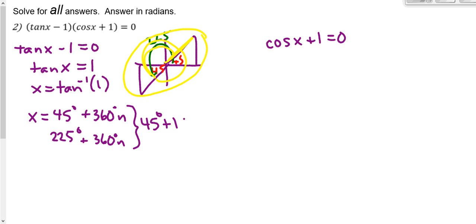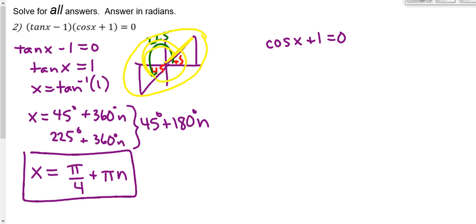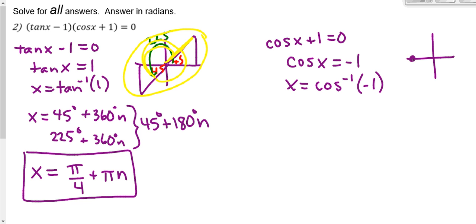then we could say plus 180 times n, and the 180 is going to take you to the next answer, and the 180 again is going to take you to the next answer, and so on and so on. So that's a more efficient way to write the answer. And in radians, that would be pi over 4 for 45 degrees plus pi for 180 degrees times n. So that's part of our answer, but don't forget we still have the other half. So if cosine x plus 1 equals 0, subtract 1 from both sides, take the inverse cosine. The angle whose cosine is -1 would be 180 degrees.